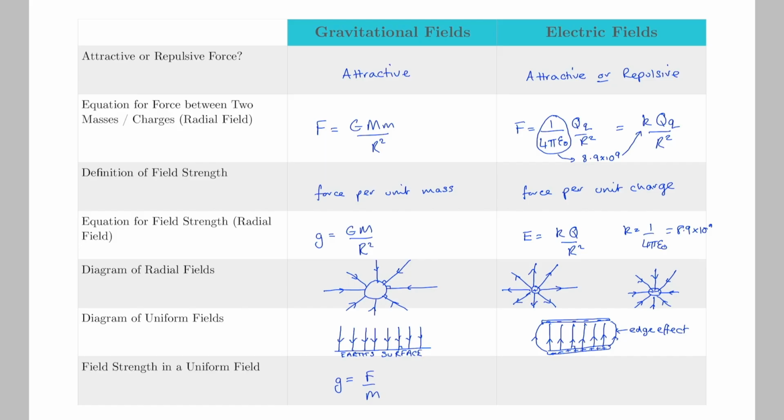And on that same note, we've said the definition of field strength for an electric field is force per unit charge. So of course, our equation is force per unit charge. There's another equation for electric field strength, which is V over d. And V is the voltage between the plates, and d is the distance between the plates.